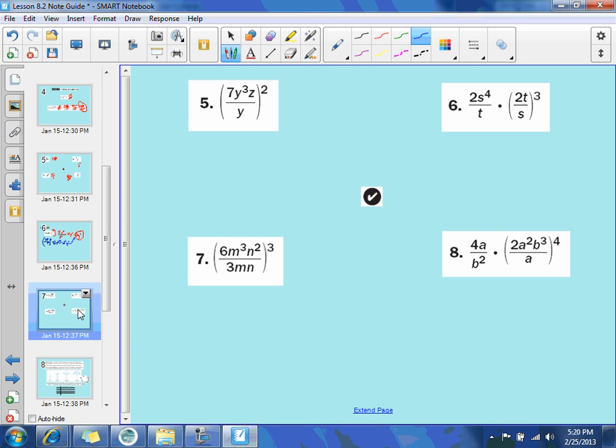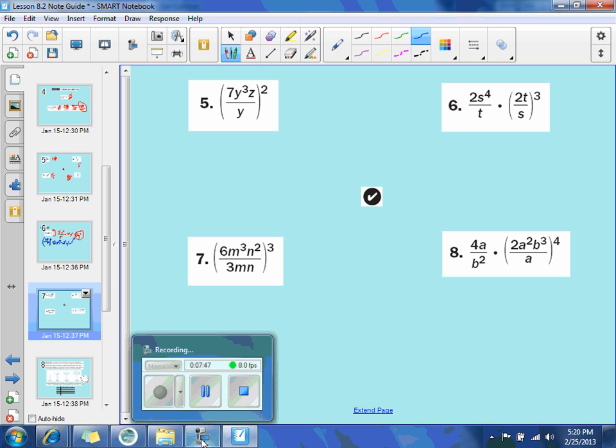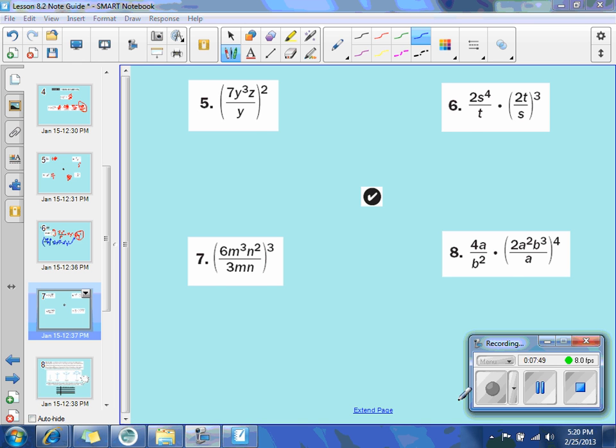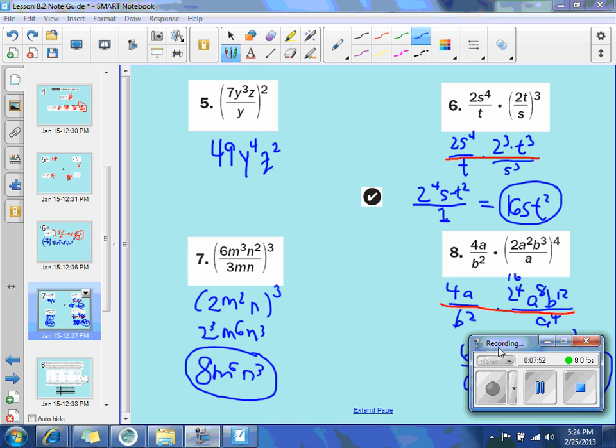All right, here are your checkpoints. Test these out. See if you can get the right answer. So hold on and pause. All right, here are your answers.